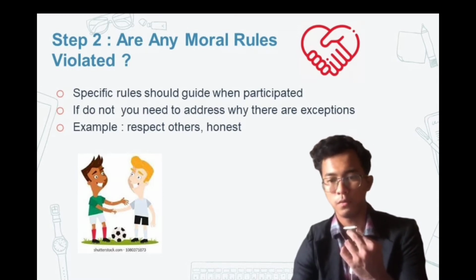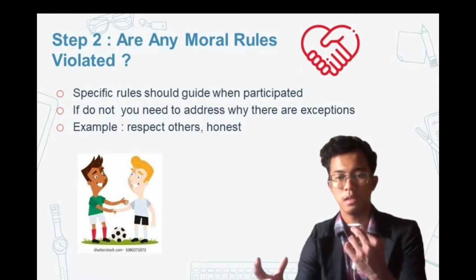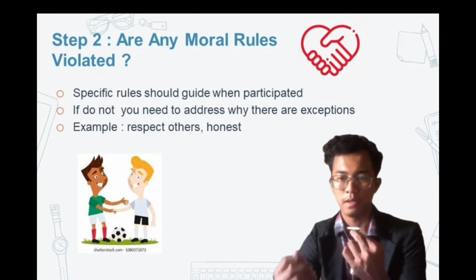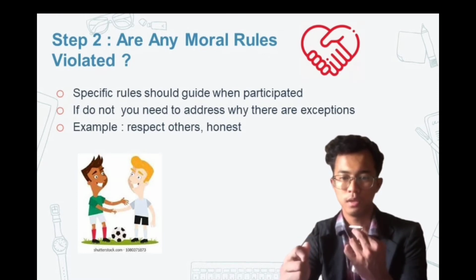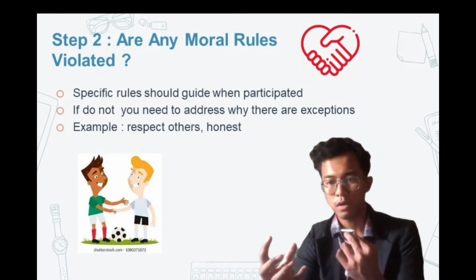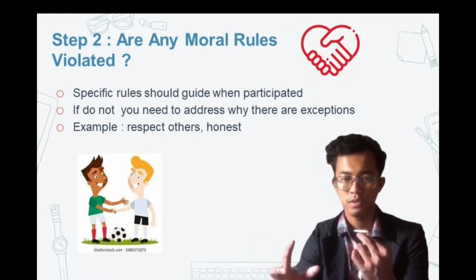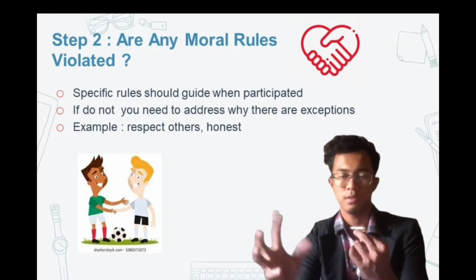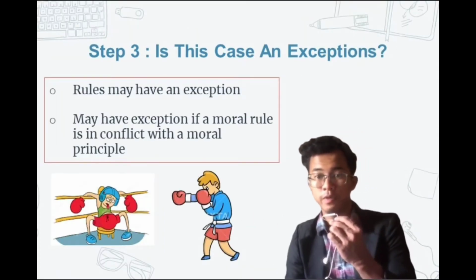For example, in a football match, a player cannot take off the jersey during the game because it violates the moral rules in football. As an action, a referee can give a yellow card to the player who violated the rules. Other examples of moral rules are respect others, be honest or tell the truth, keep your promise, and so on. So the next step is, is this case an exception?